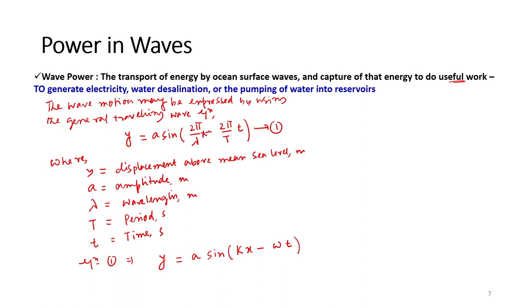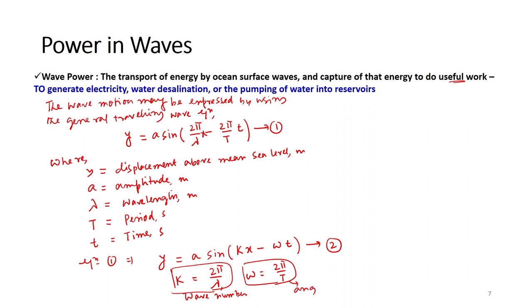Okay, x is missing here, right? So this may be equation number 2. Here k is nothing but 2π/λ, and ω is equal to 2π/T. So k is the wave number, and ω is the angular velocity, which is in radian per second.